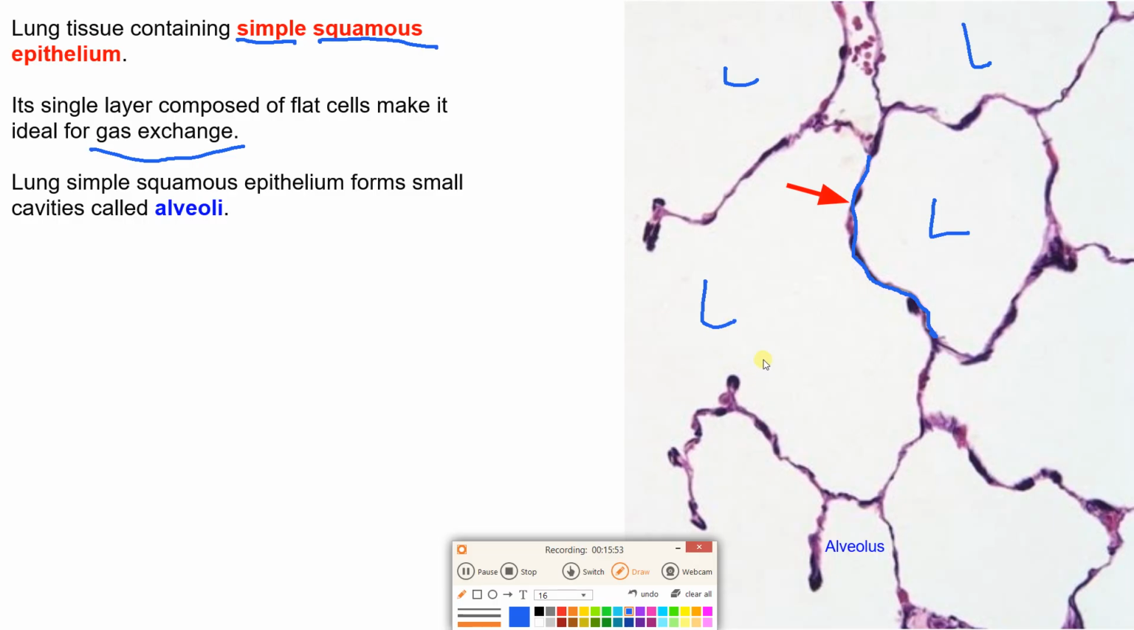In the lungs, the simple squamous epithelium forms these little pockets. This is a little pocket right here. A single little pocket like this is called an alveolus. The plural is alveoli. So lung simple squamous epithelium forms these little pockets, these little cavities, which are called alveoli. Okay? Good stuff.